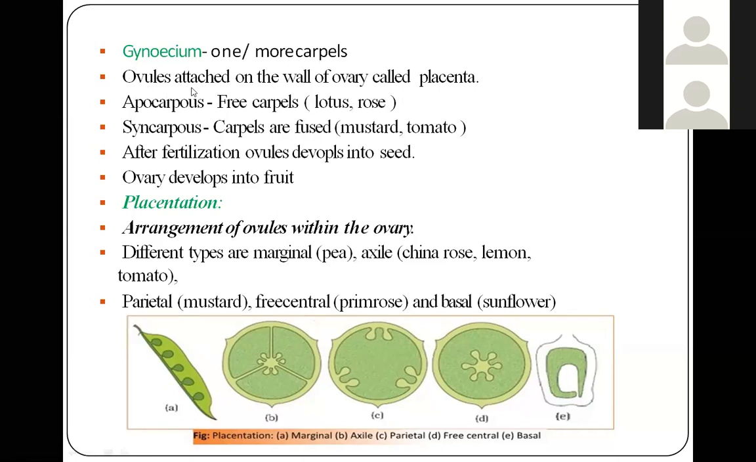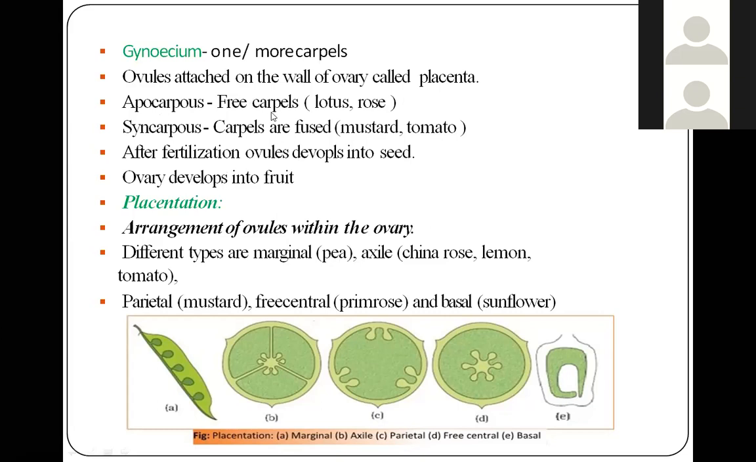Now, the ovules attached on the wall of the ovary is called placenta. You can see the ovules here, these round structures where I'm showing the arrow. When they are attached to the ovary wall, the part through which they are attached is known as placenta. Apocarpous means the carpels are free, and syncarpous means the carpels are fused with each other.